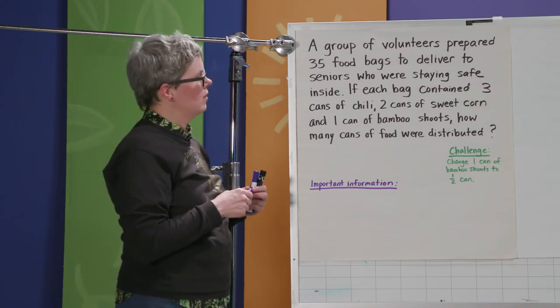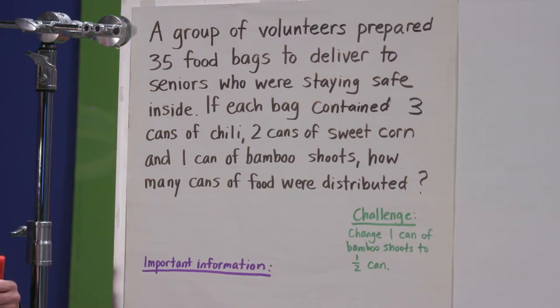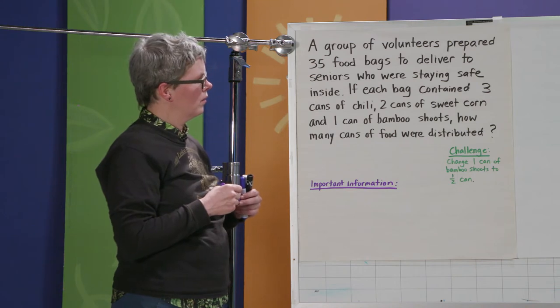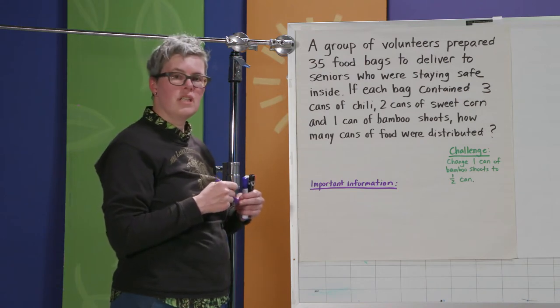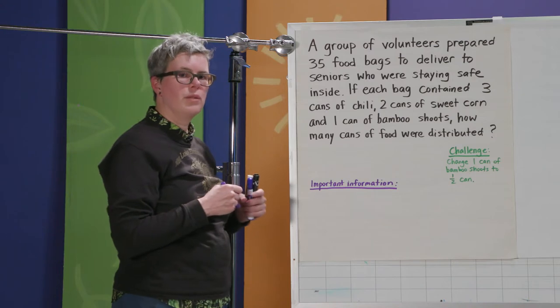A group of volunteers prepared 35 food bags to deliver to seniors who were staying safe inside. If each bag contained 3 cans of chili, 2 cans of sweet corn, and 1 can of bamboo shoots, how many cans of food were distributed? What's this problem about? Yeah, it's about people delivering food to seniors. That's all we need to know. People are delivering food to people who need it.